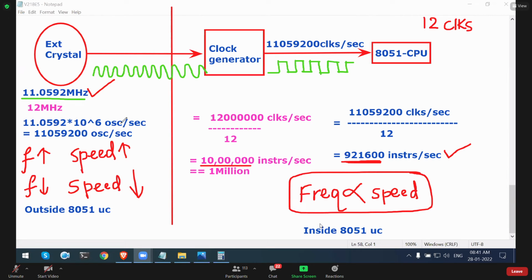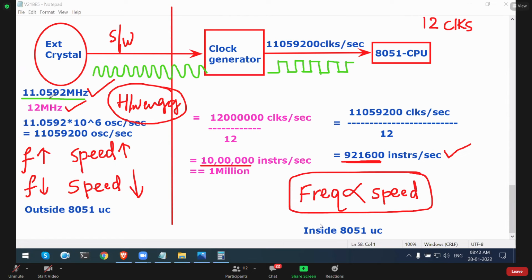All these things, like what frequency should be given to the microcontroller, or what type of crystal we have to use on the hardware, will be taken care of by the hardware engineer. But you should know what crystal is used on the hardware. That is your responsibility as an embedded engineer, as a software engineer. That is very, very important.